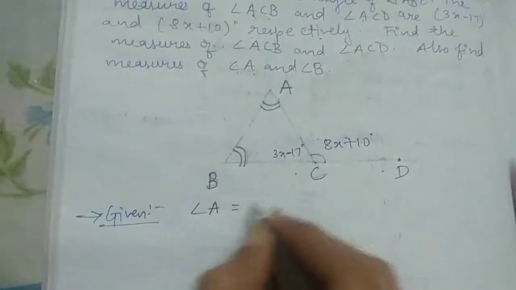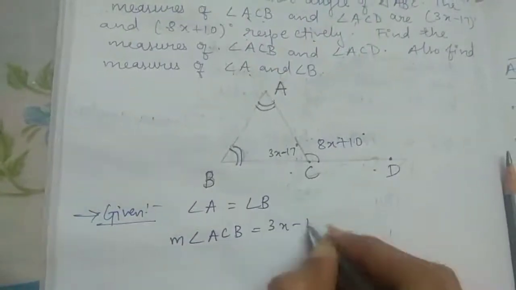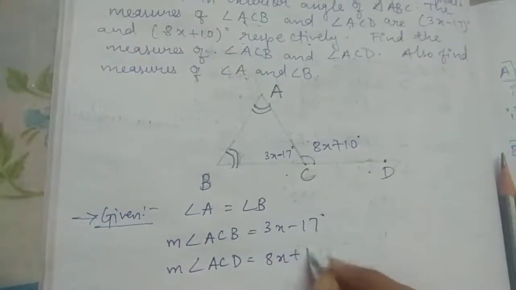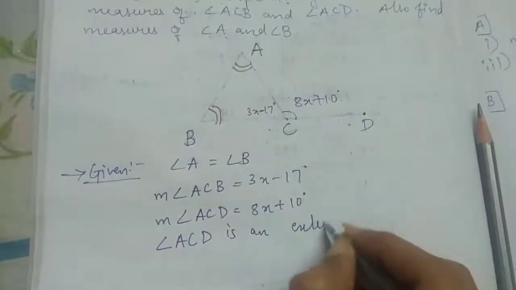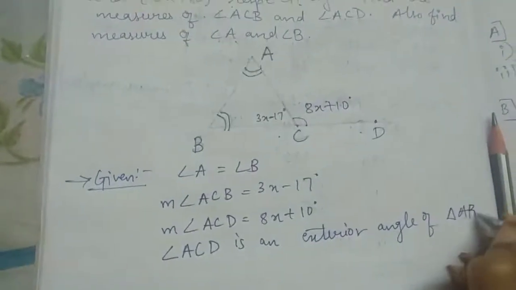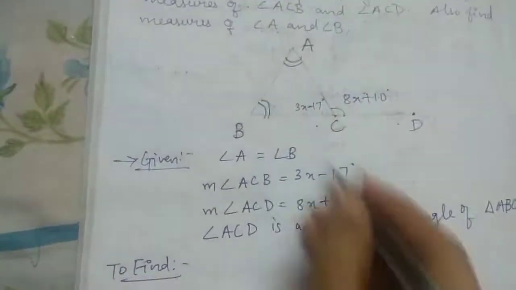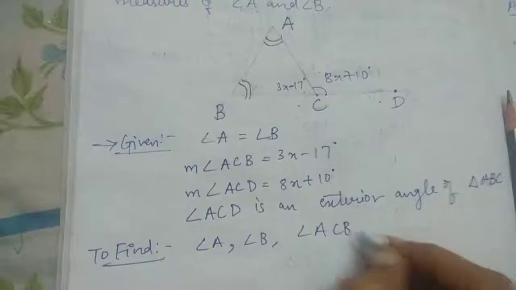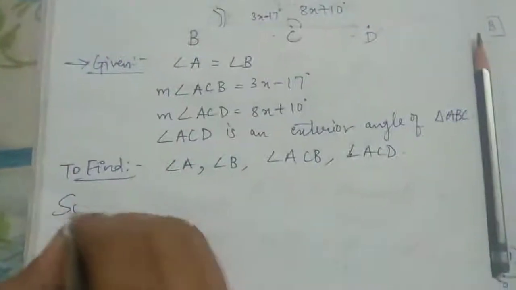What is given? Angle A and angle B are equal. Then measure angle ACB is 3x minus 17. Measure angle ACD is 8x plus 10. And angle ACD is an exterior angle of triangle ABC. What we have to find? We have to find all these four angles: angle A, angle B, angle ACB and angle ACD. We have to find their measures. Now in solution.